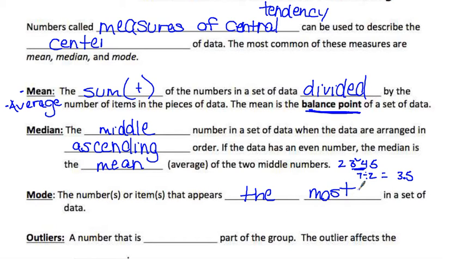So I have a little song that goes with this, and you may have gotten a rhyme from your 5th grade teacher. Our song is add, divide. That's how you find the mean. Mode's the one you see the most. Median's in between. So add, divide. That's how you find the mean. Mode's the one you see the most. And then the median is in between because it's the middle number.